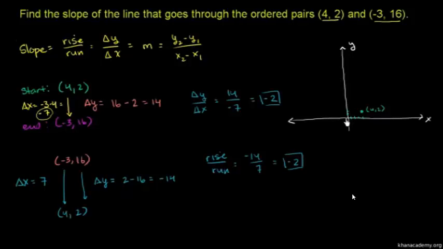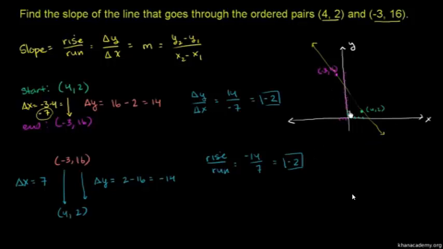So let me draw that over here. So we have -1, 2, 3, and we have to go up 16. 2, 3, 4, 5, 6, 7, 8, 9, 10, 11, 12, 13, 14, 15, 16. So it goes right over here. So this is -3, 16. So the line that goes between them is going to look something like this. Try my best to draw a relatively straight line. That line will keep going. So that's my best attempt.